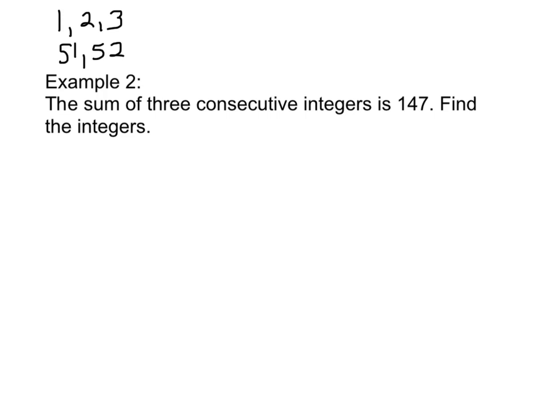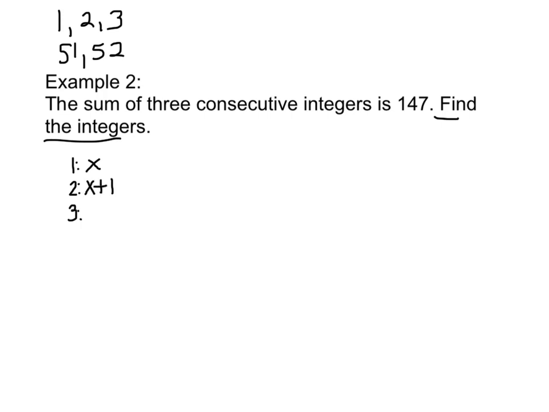Example number 2. The sum of 3 consecutive integers is 147. Find the integers. So we're going to start by looking at the integers. We need to find them. Well, there are 3 of them. So we're going to put 1, 2, 3. We have to find all 3. The first one we can always say is x. How do you get to the next integer after 1? So how do you go from 1 to 2? Or how do you go from 51 to 52? You add 1. So to go from x, we're going to add 1.